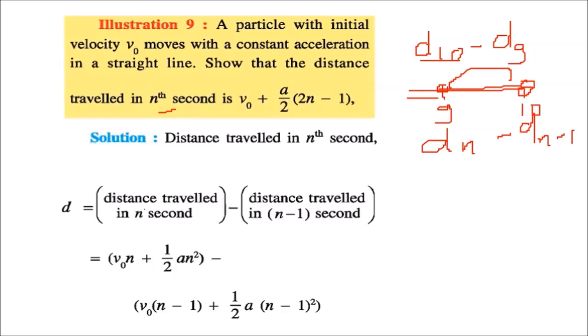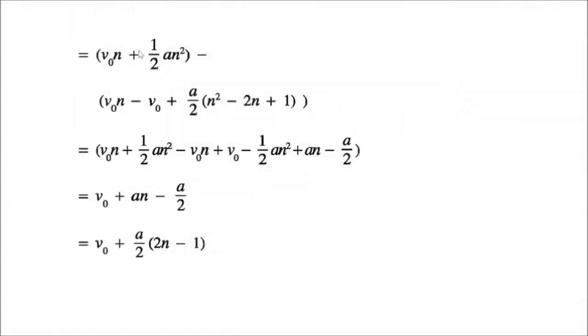Exactly, it is being done here. The distance traveled in the nth second is the distance traveled in n seconds minus the distance traveled in n minus 1 seconds. So in place of t, we put n in the equation we know: v0 n plus half a n square. In the same equation we put n minus 1 in place of n: v0 (n minus 1) plus half a (n minus 1) whole square. Let us rearrange it, something will get cancelled, and finally you get this as the equation.